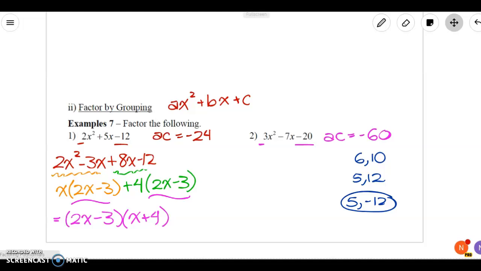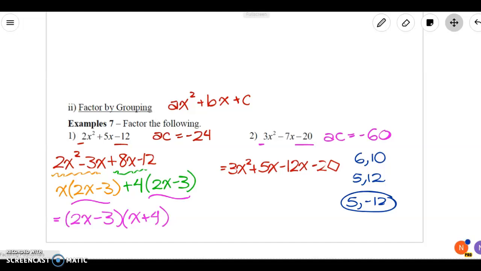What I'm going to do is rewrite my trinomial, 3x squared. Instead of minus 7x, I will replace it with plus 5x, minus 12x, minus 20. So it still has the same value, but I'm taking that middle term and I'm splitting it into two parts. That's where the decomposition comes in. And then I'm going to factor by grouping.